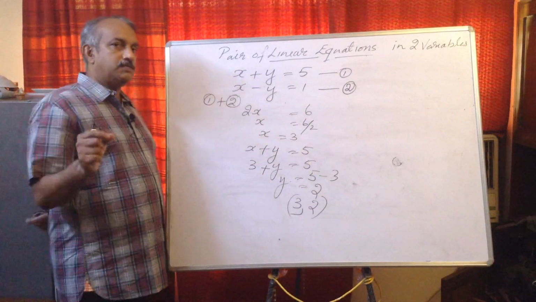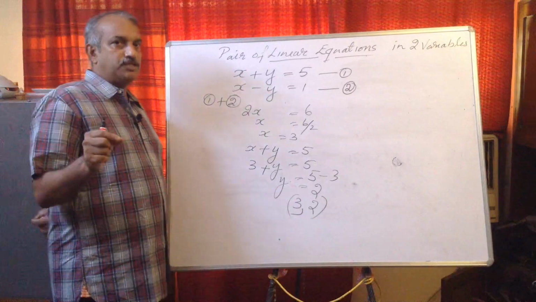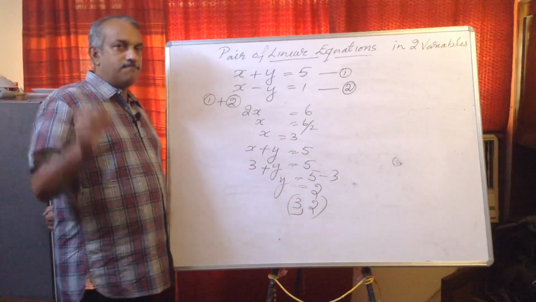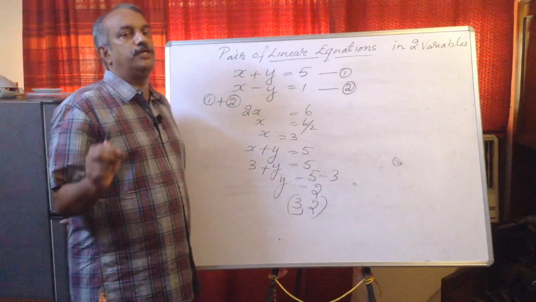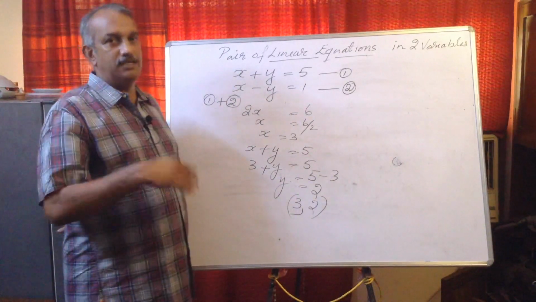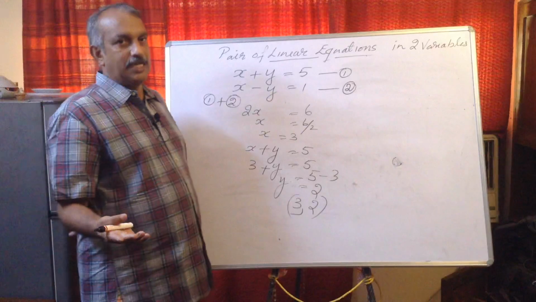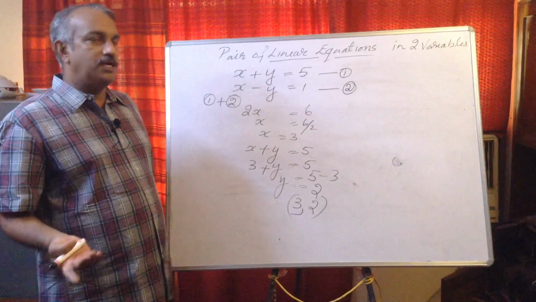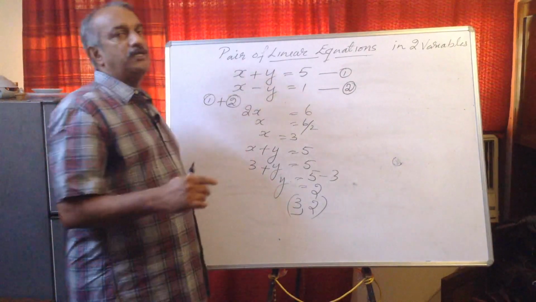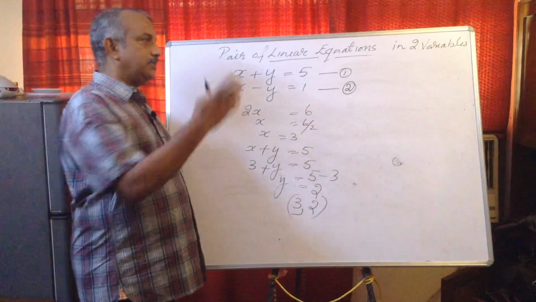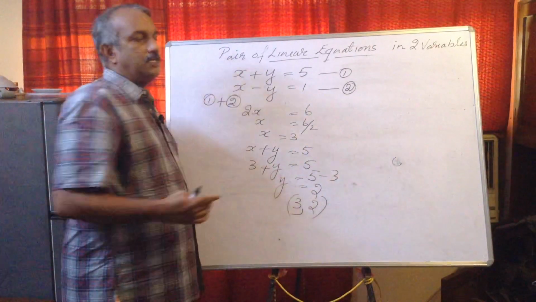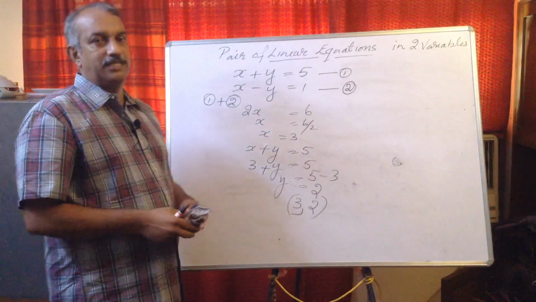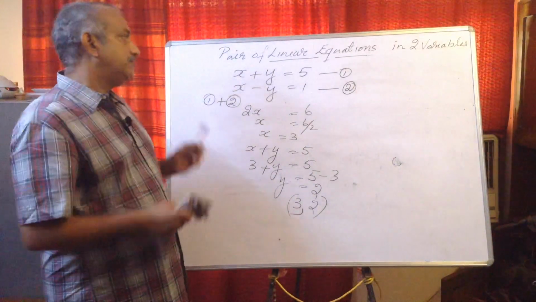Now what is the elimination method? Make the coefficient of one of the variables the same by finding the LCM, then add or subtract according to the sign. If both are the same sign, subtract, one variable will get cancelled. If one is positive and one is negative, add, one variable will get cancelled and you will get a linear equation, solve it. Whatever value you get, substitute again in any one of the equations, you will get the second value. So this is the elimination method.